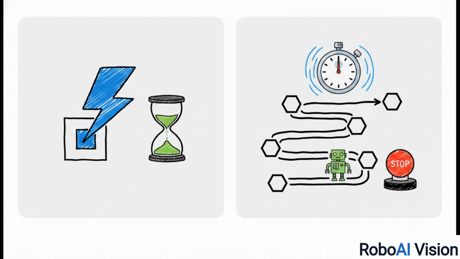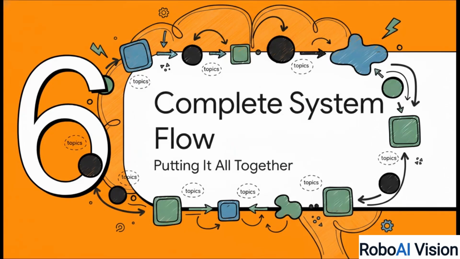But on the other hand, actions are for complex, multi-step tasks. Navigating across an entire building takes time, right? So you'd use an action. It gives you continuous progress feedback, and crucially, it allows you to cancel the request midway through if an emergency happens. Section 6, the complete system flow.